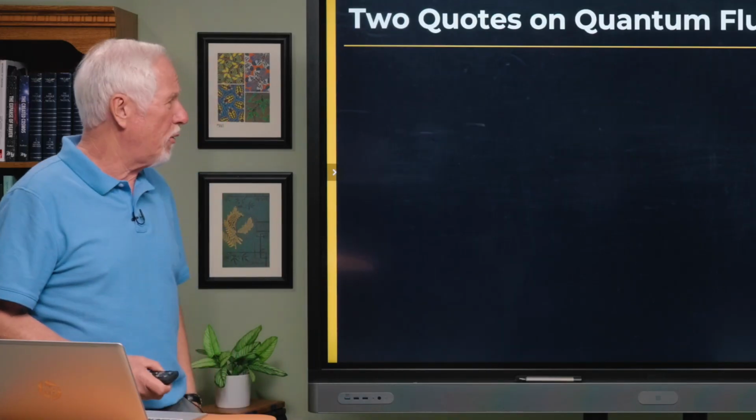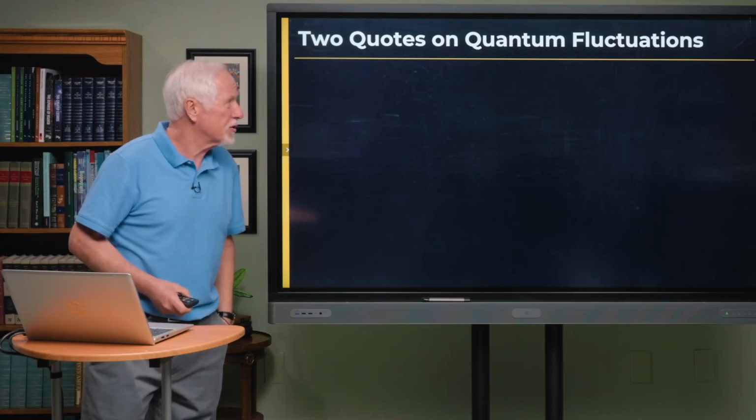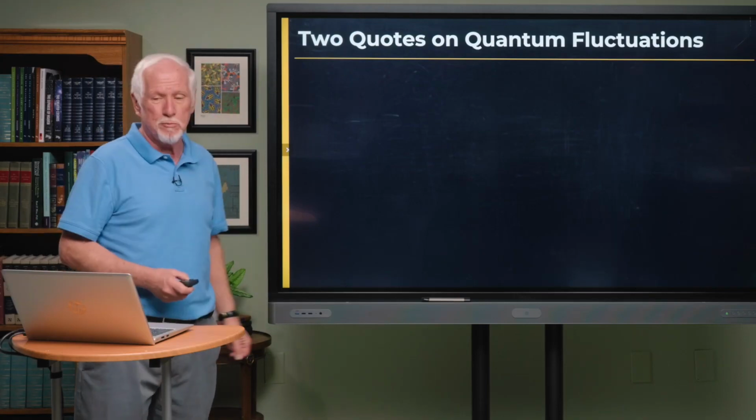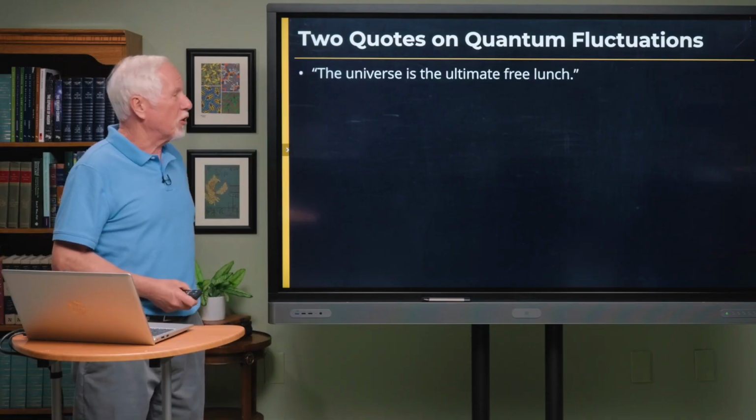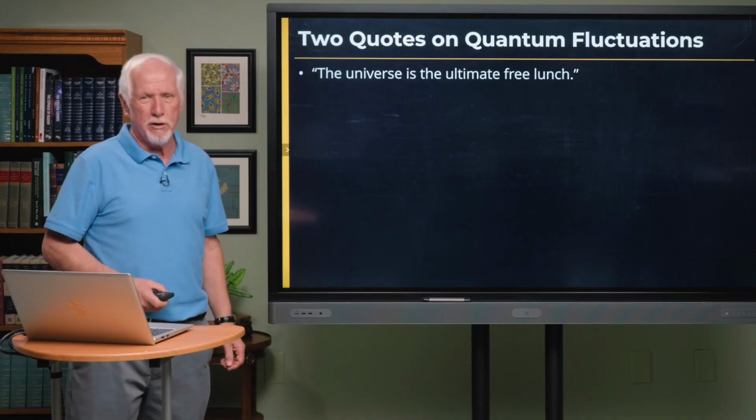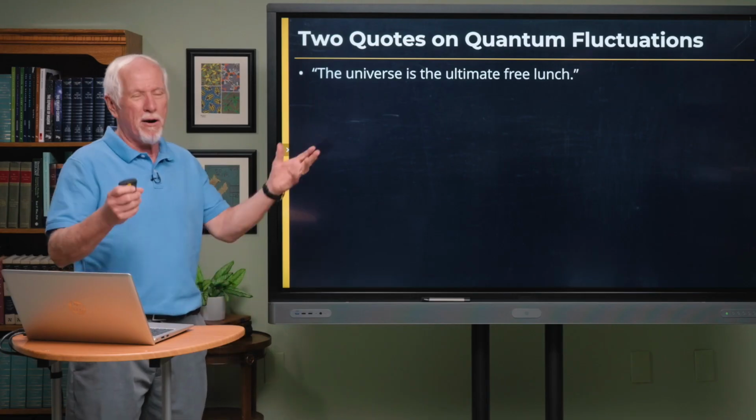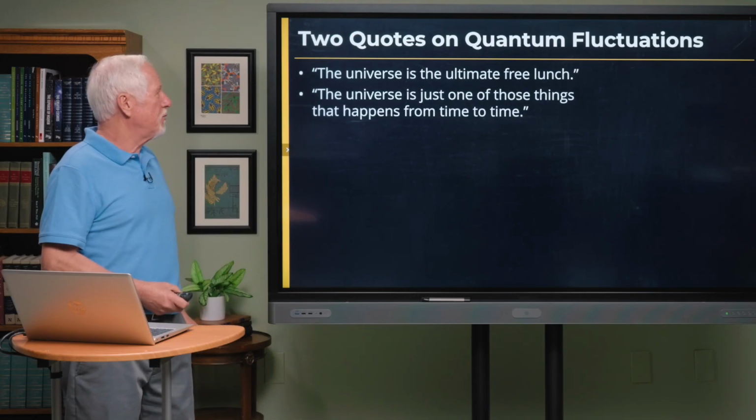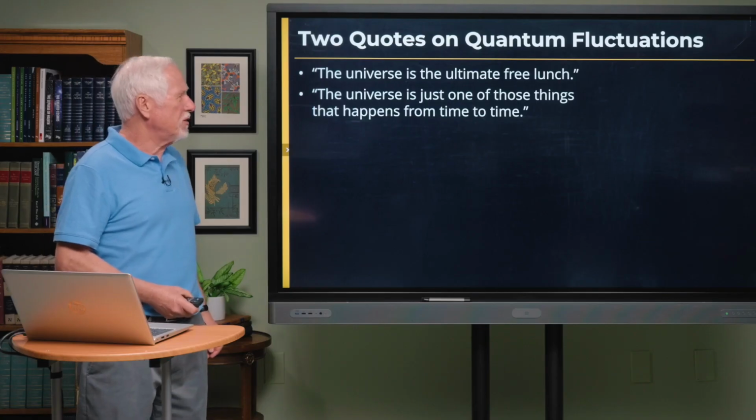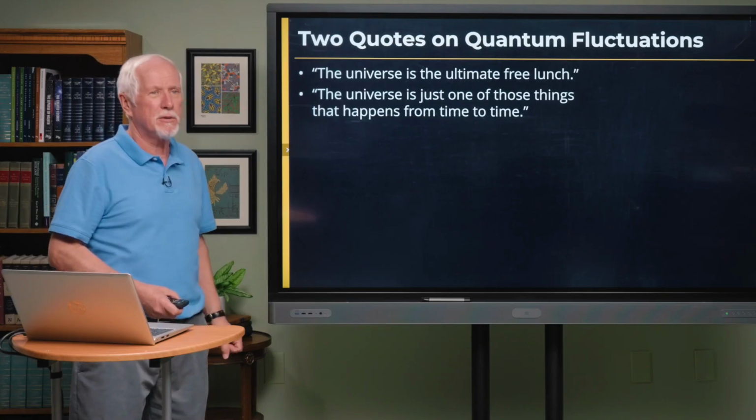So there are two great quotes out there by some theoreticians on this about how quantum fluctuations can explain the existence of the universe, how it came about. One person said the universe is the ultimate free lunch. You've heard that free lunches don't exist? They do, apparently. And then, I love this even better. One person said, the universe is just one of those things that happens from time to time.